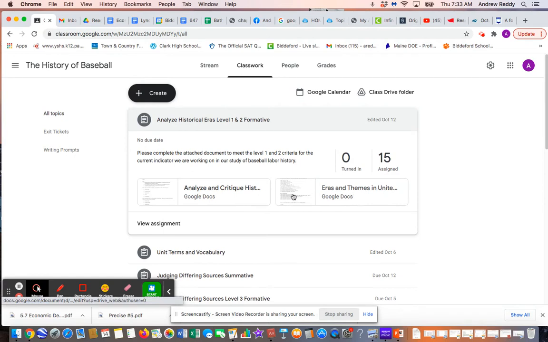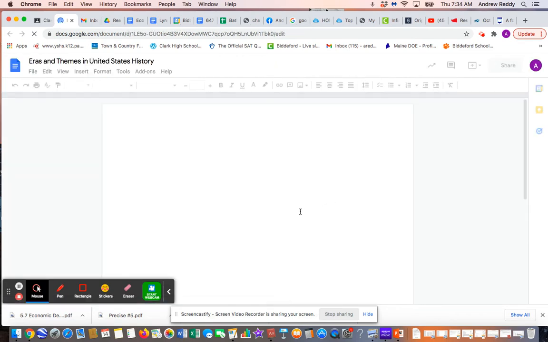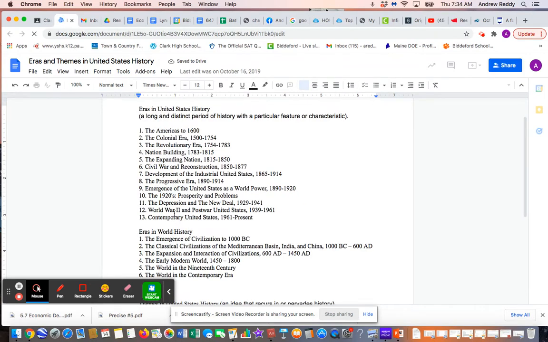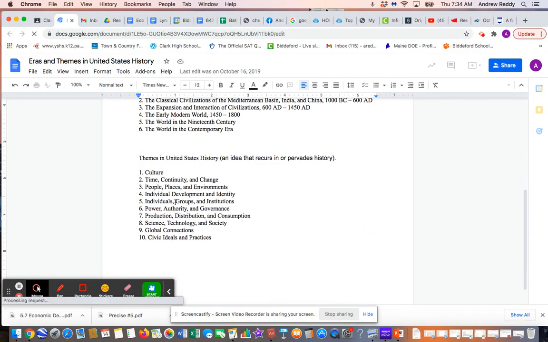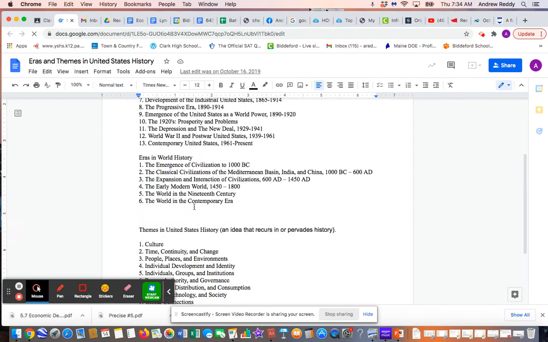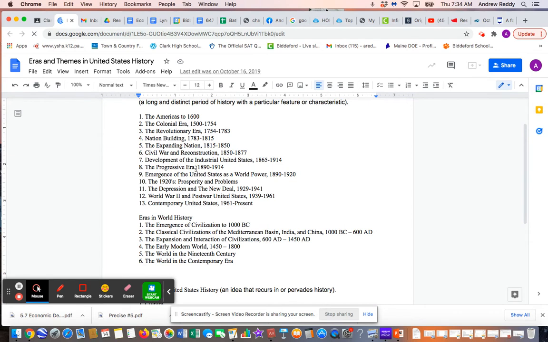You have two documents attached to this assignment. The first one is a view-only document. We've gone over this before. This has the list of historical eras in United States history. There are 13 of them. And if you scroll down, you'll see the 10 major themes in US history that are listed here. This will be important to reference while you are working on the assignment.